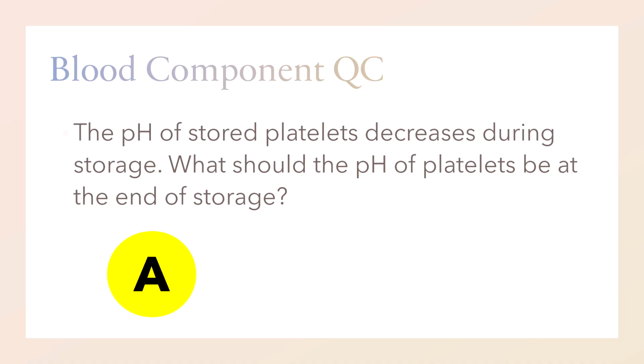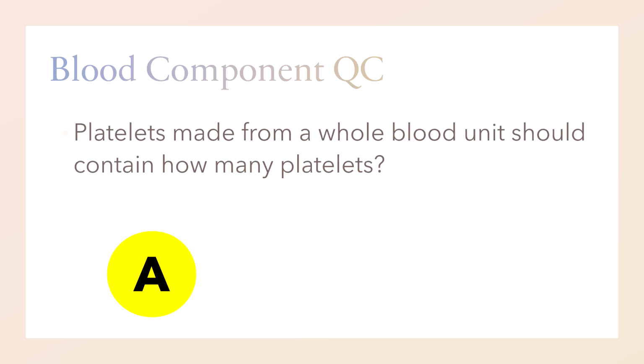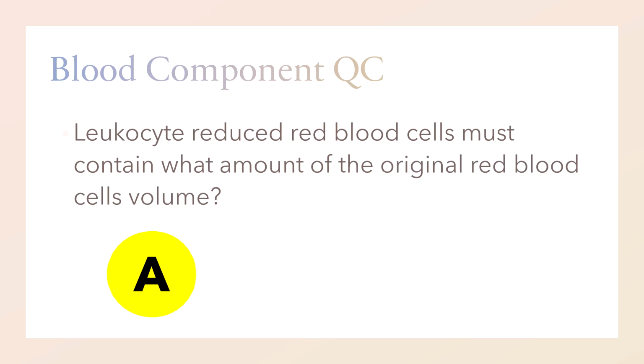Blood component quality control. The pH of stored platelets decreases during storage. What should the pH of platelets be at the end of the storage period? Greater than or equal to 6.2. Platelets made from a whole blood unit should contain how many platelets? Greater than or equal to 5 times 10 to the 10th. Site-reduced red blood cells must contain what amount of the original red blood cell volume? 85%.